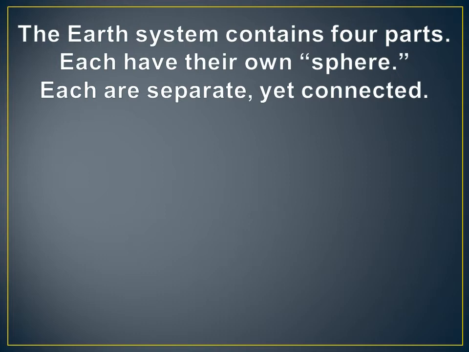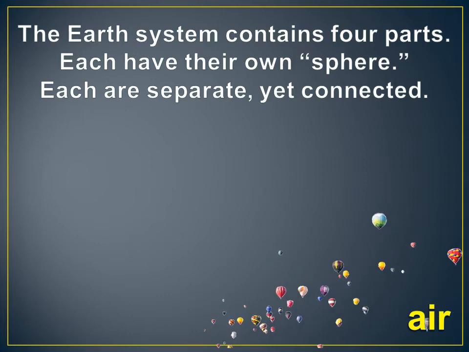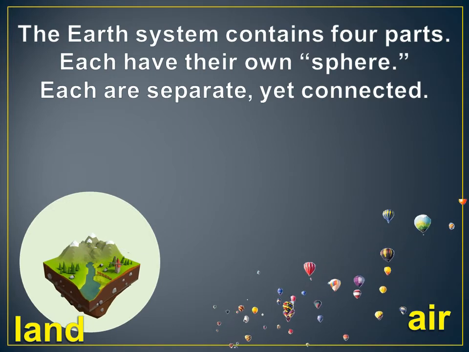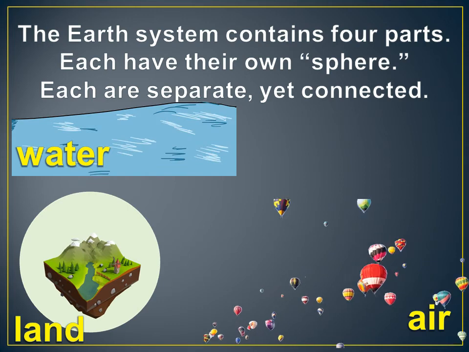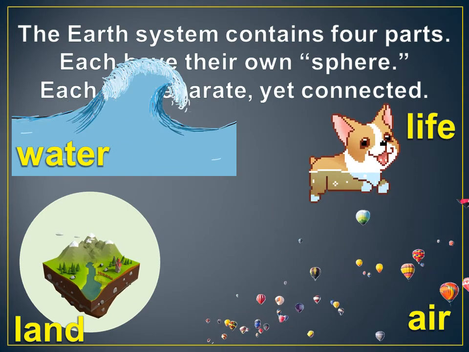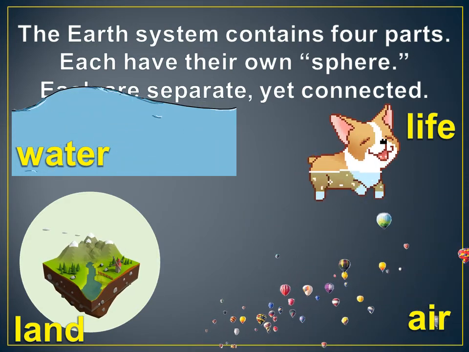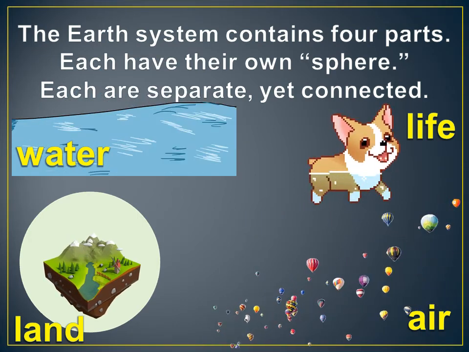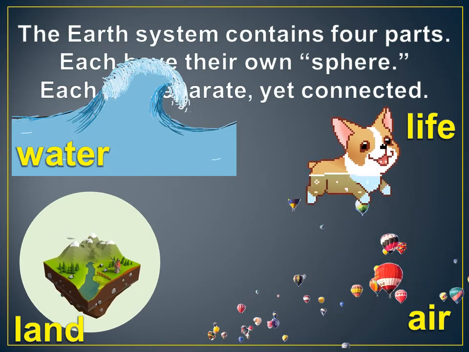All right, let's look at them. First, we've got air, all right? We've got land. We've got water. And we've got life. So these are the 4 spheres of the Earth system. And I hope you can think right now how they work together and yet how they are different, right?